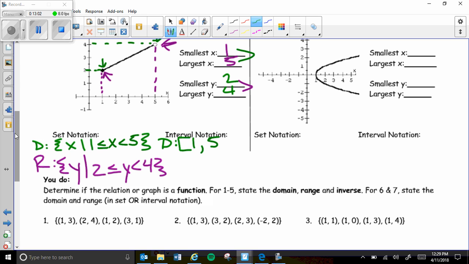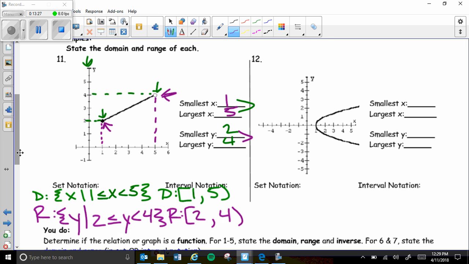is an open circle, we put a parentheses around there. And then with range, again, my smallest number is 2, and it can be included, so it's a bracket. And then 4 is my greatest number, but we can't include 4, so a parentheses goes around there. If you have questions about this problem, please make sure you ask questions before moving on. Otherwise, we are going to go talk about number 12.